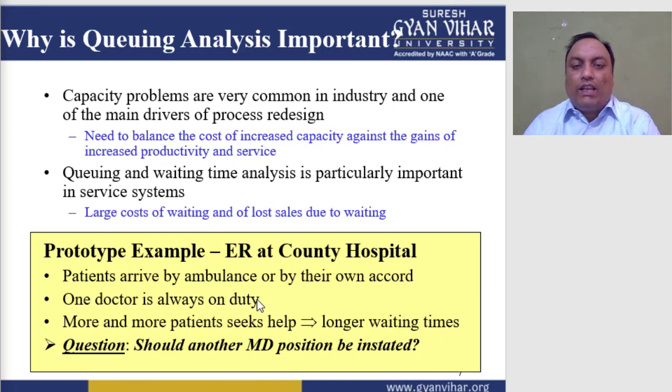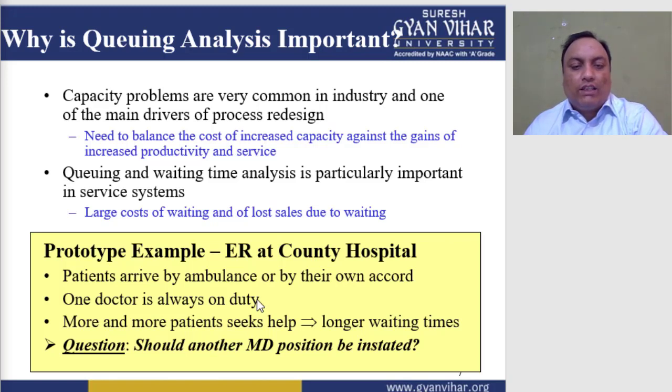Queuing and waiting time analysis is particularly important in service systems. It is used where there is a large cost of waiting and large sales lost due to waiting. So here is one example. This is an example of the ER at County General Hospital, and this is a prototype example. Here patients arrive by ambulance or of their own accord.